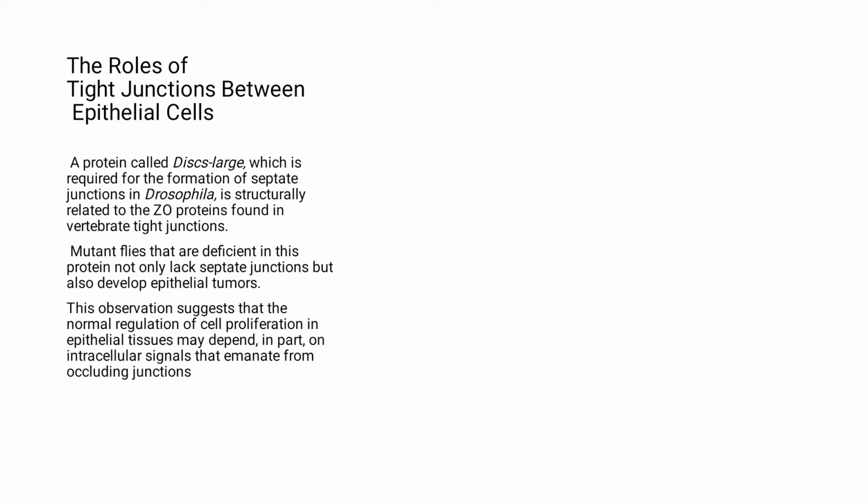A protein called Discs large, which is required for the formation of septate junctions in Drosophila, is structurally related to the ZO proteins found in vertebrate tight junctions. Mutant flies that are deficient in this protein not only lack septate junctions but also develop epithelial tumors. This observation suggests that a normal regulation of cell proliferation in epithelial tissues may depend in part on intracellular signals that emanate from occluding junctions.